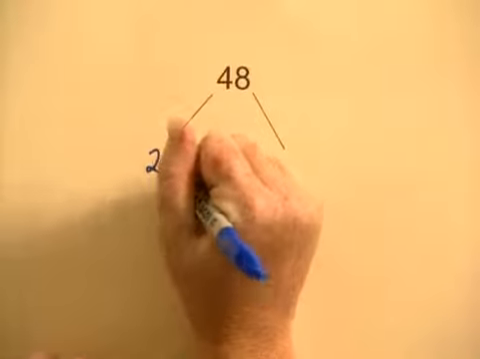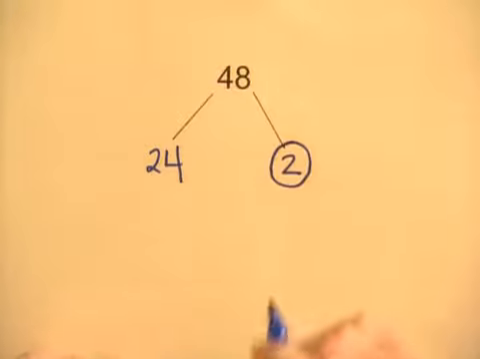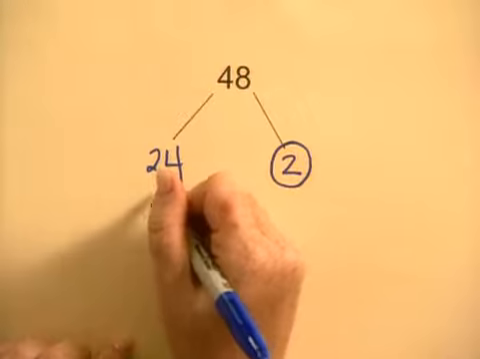Let's do an example. Let's take 48. What are two numbers we can multiply together to get 48? 24 and 2. Perfect. Is 2 a prime number? Yeah. I like to circle the prime numbers so I can keep track of them. What are two numbers you can multiply together to get 24? 12 and 2.